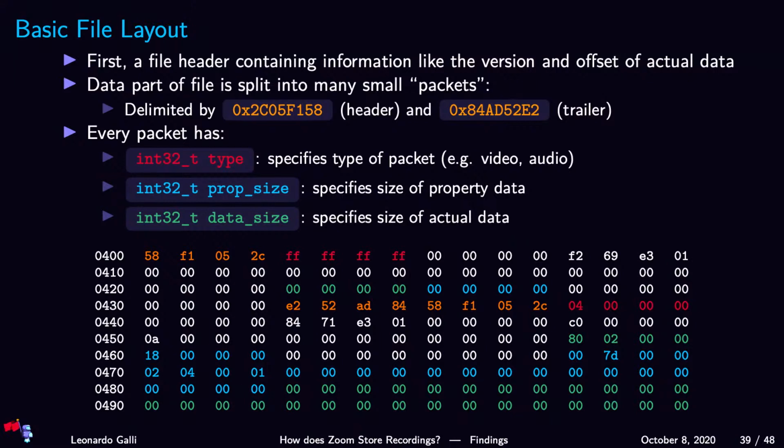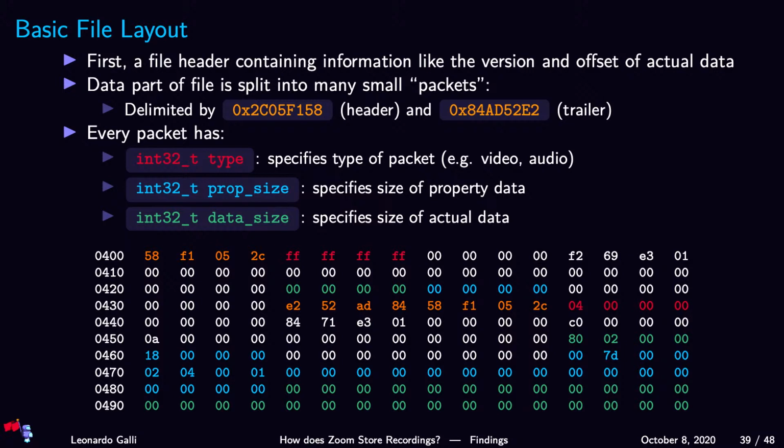So first, again, as I explained before, we have this file header which contains information like your version and the offset to the actual important bits you want to figure out. And then you have this data part where the offset points to. And this is, again, split into many small packets. These are delimited by this header, these 4 bytes, and this trailer, these 4 bytes. As you can see here, for all files I found, it starts at hex 400.